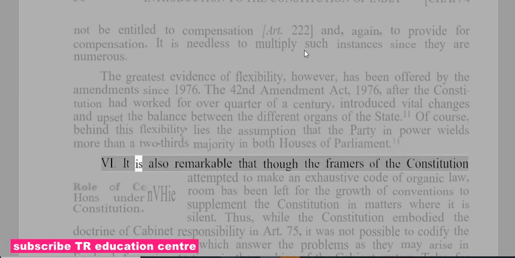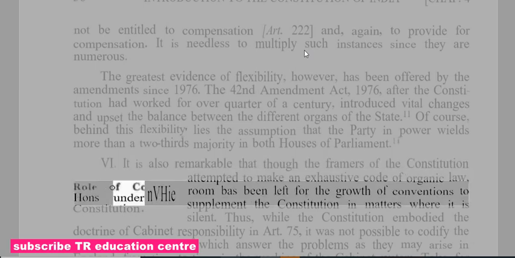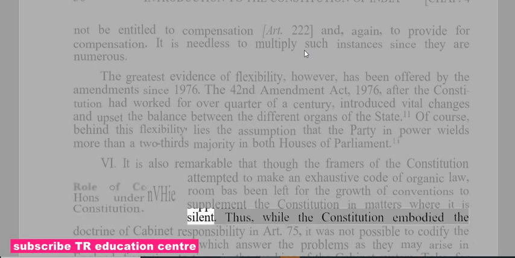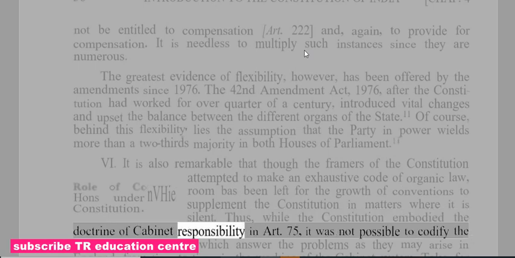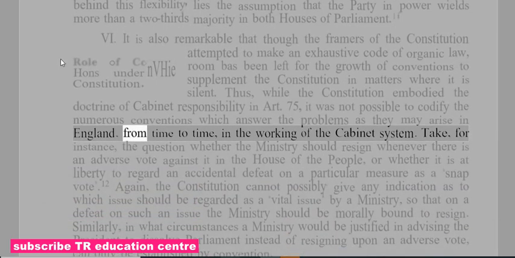It is also remarkable that though the framers of the Constitution attempted to make an exhaustive code of organic law, room must be left for the growth of conventions to supplement the Constitution in matters where it is silent. Thus, while the Constitution embodied the doctrine of cabinet responsibility in Art. 75, it was not possible to codify the numerous conventions which answer the problems as they may arise in England from time to time, in the working of the cabinet system.